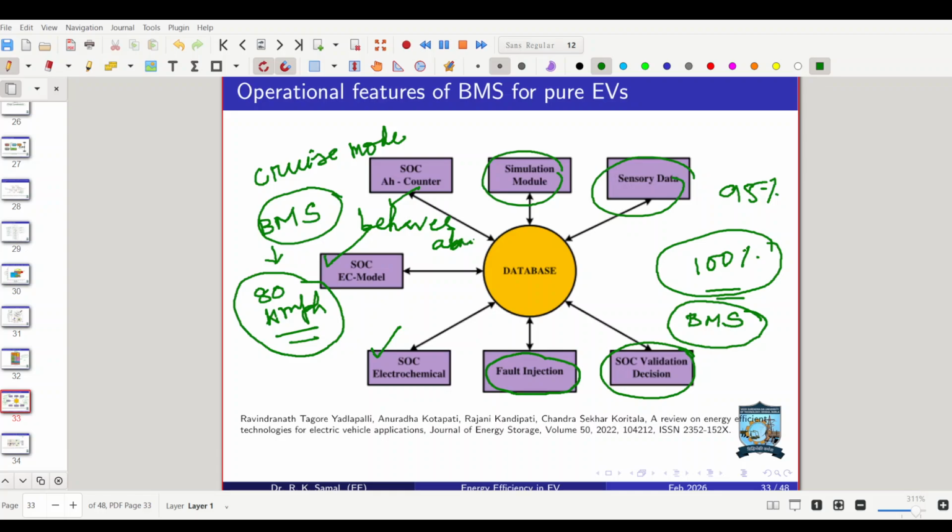Okay. So BMS is unable to distinguish between the cruise mode and the normal mode of operation. So one category of research, I think it is possible, is deciding how the BMS will accurately determine the driving modes. Yes, sir. Continue.